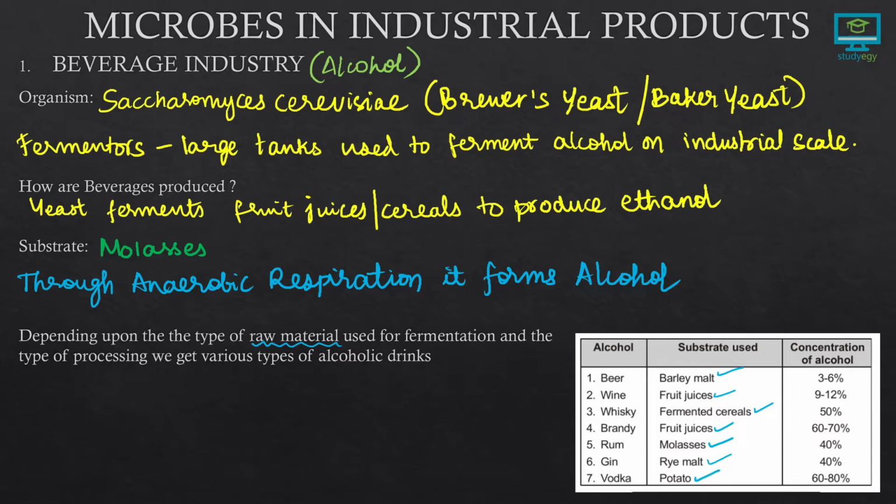Another interesting thing we should note is the type of processing. The type of processing also yields different types of alcoholic drink. For example, beer and wine, these two are non-distilled, hence they have a very low concentration of alcohol. While when we compare it to whiskey, brandy, rum, gin and vodka, the alcohol percentage is very high. This is because they are distilled.